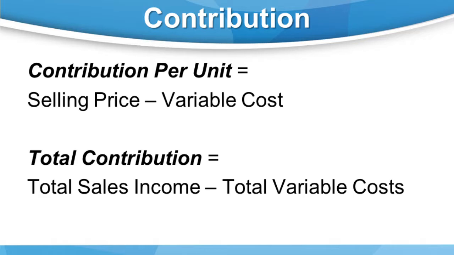However, we can also think of it in terms of total contribution, which is the organisation's total sales income minus the total variable costs. This will also be the same as the contribution per unit multiplied by the total number of units.